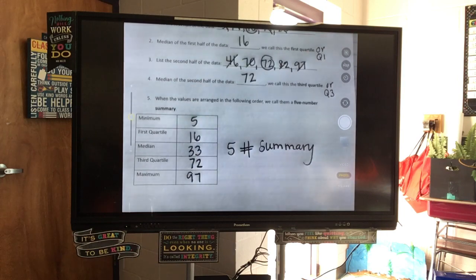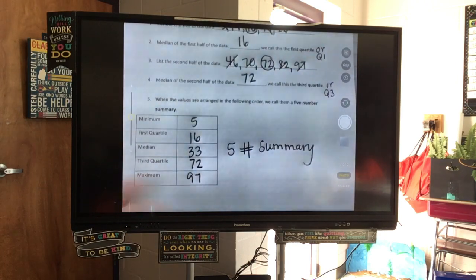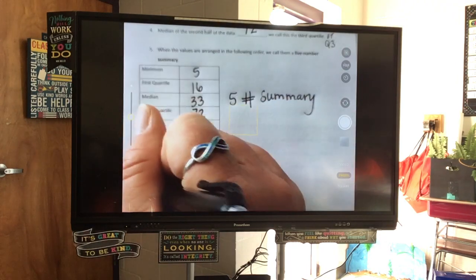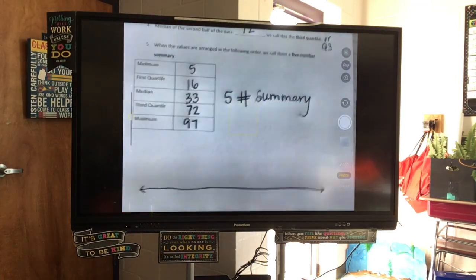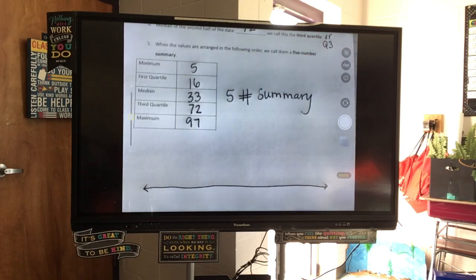This is a 5-number summary. We are going to take it one step further, and we're now going to make a box plot using these 5 numbers. Okay? So just draw a number line. It doesn't have to be perfect. What is our first number on our number line going to be? We know it has to be 5, but look at our range. We have a huge range. We have 92 between the lowest and the highest, right?